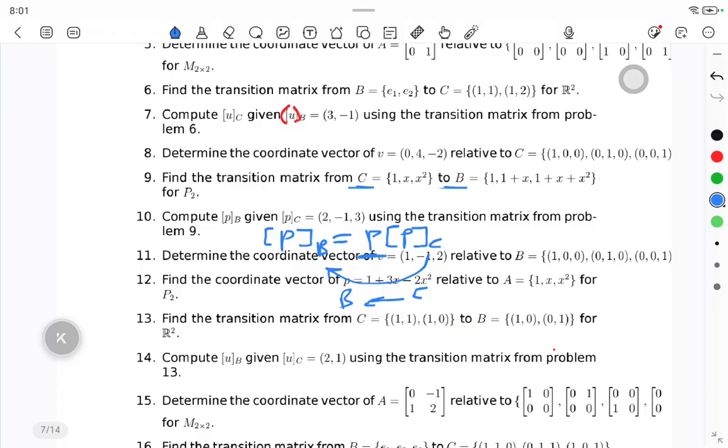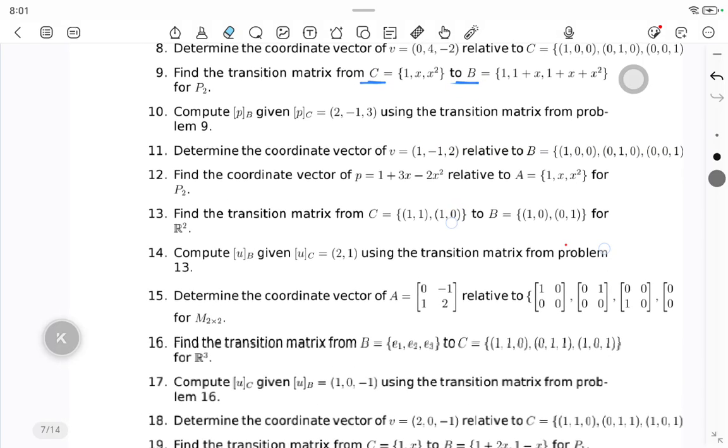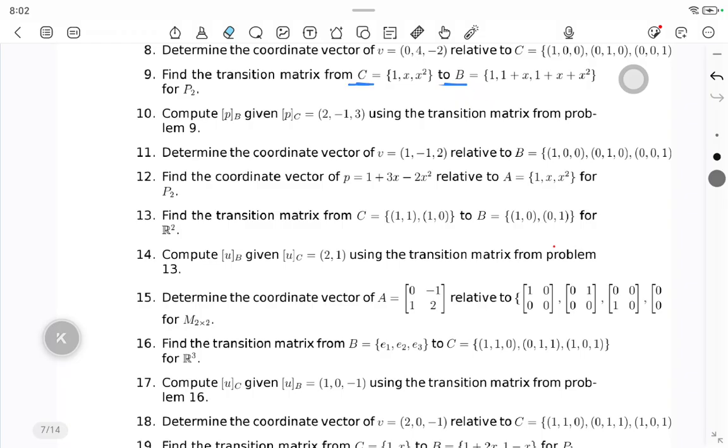And then this one we are given P relative to C. The coordinates of P related to C we are given. And also we must find this. So you are just going to multiply there. There's nothing new. We have done this, so I'm going to skip it. Determine the coordinate vector relative. This one they want you to find V relative to B. We've already done something like this. Find the transition matrix from C to B. We know how to do that one.